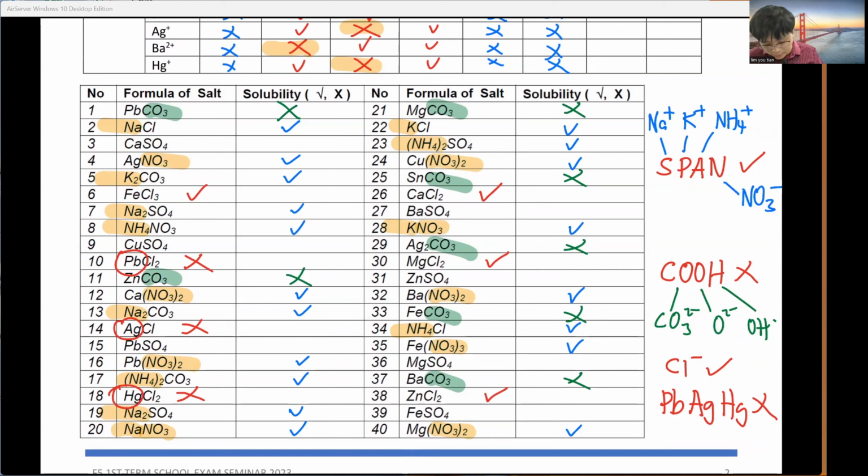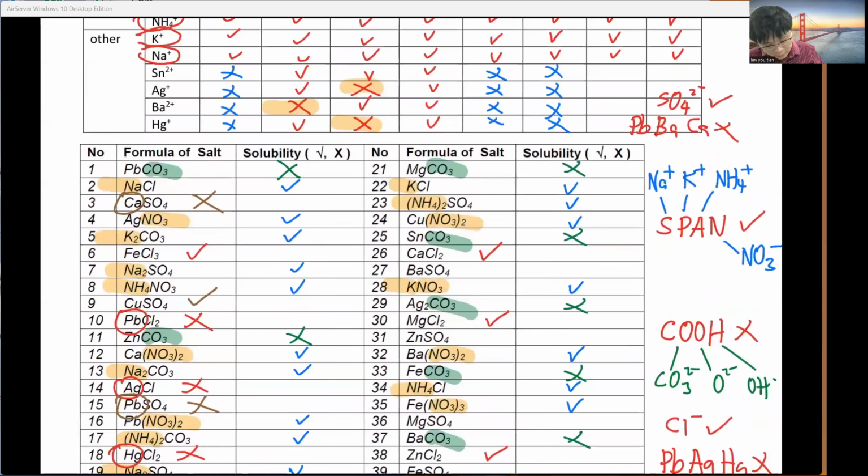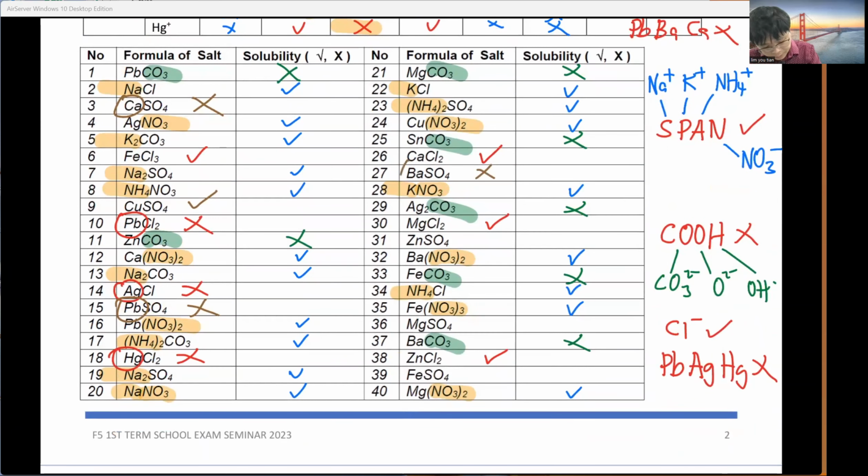Okay, then the last one is the sulfate. SO4 is all soluble except barium, calcium and lead. Not soluble. So now you check one by one. This is barium, not soluble. Then who else? Copper, soluble. Then calcium, not soluble. Then lead, not soluble. Then zinc soluble, Mg soluble, Fe soluble.